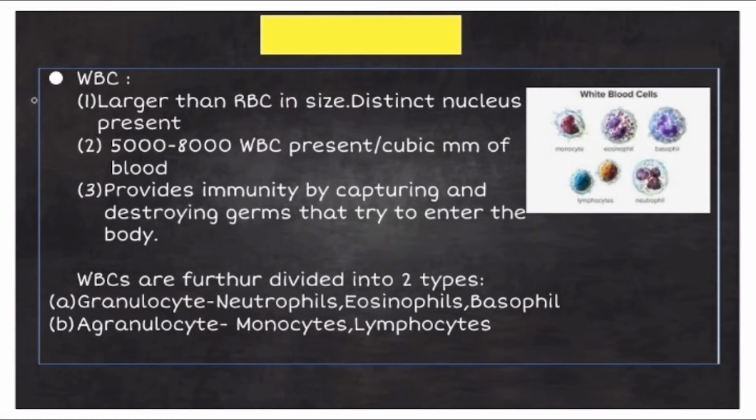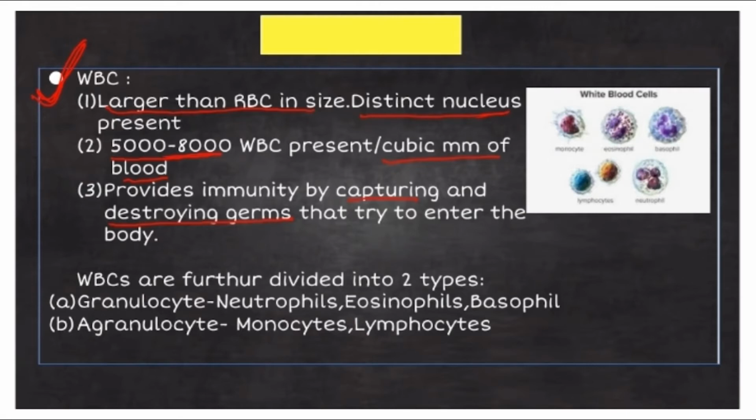The second blood cell is known as white blood cells. They are larger than RBC in size and have a distinct nucleus. There are about 5,000 to 8,000 WBC present per cubic millimeter of blood. They provide immunity by capturing and destroying germs that try to enter the body.